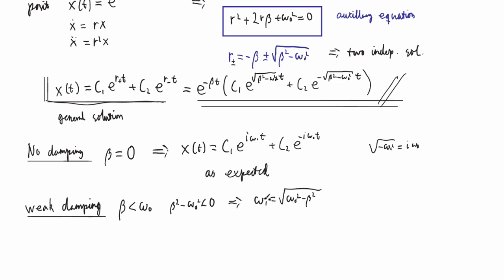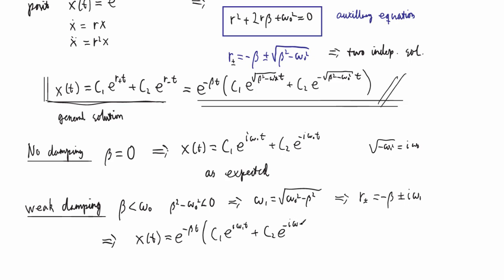And if we made that identification, then we can see immediately that these roots here are equal to minus beta plus or minus i omega 1, right? So if we take this now and plug it in here, then what we get is that the solution looks as follows. x of t is e to the minus beta t, and then that multiplies something that looks very much like the solution to the undamped case.